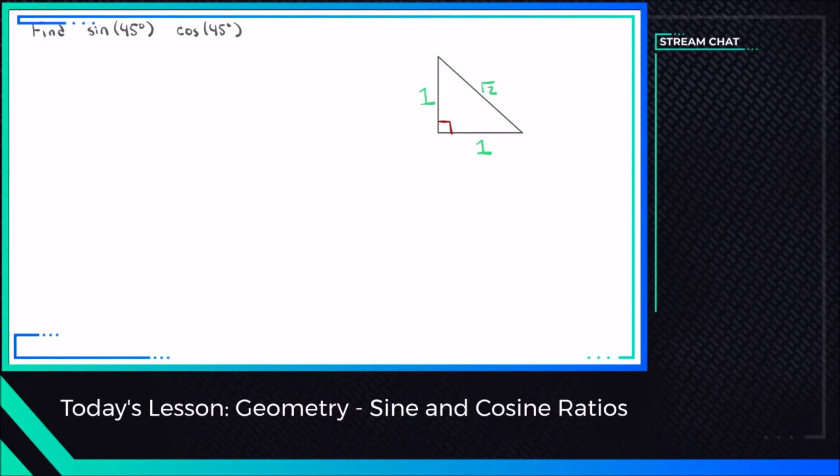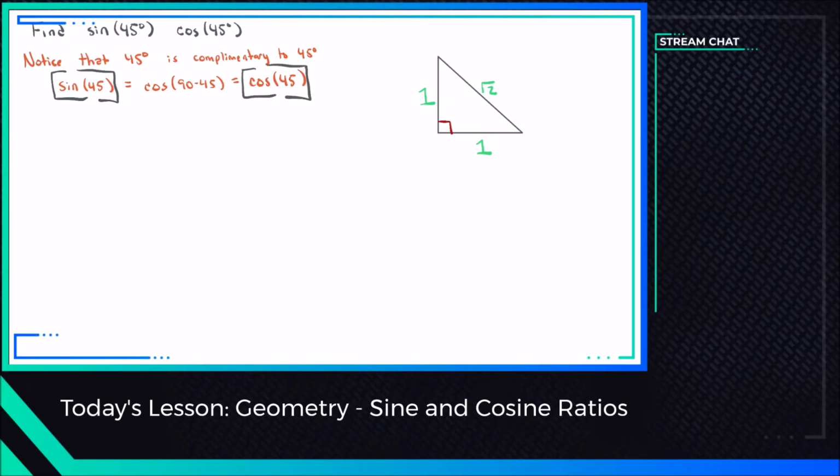So the first thing I want you to notice is that 45 degrees is complementary to 45 degrees. And because of that fact, the sine of 45 is going to equal the cosine of 90 minus 45, which equals the cosine of 45. So the sine of 45 and the cosine of 45 are going to equal one another.